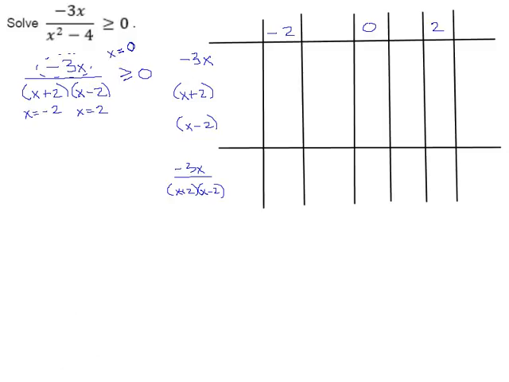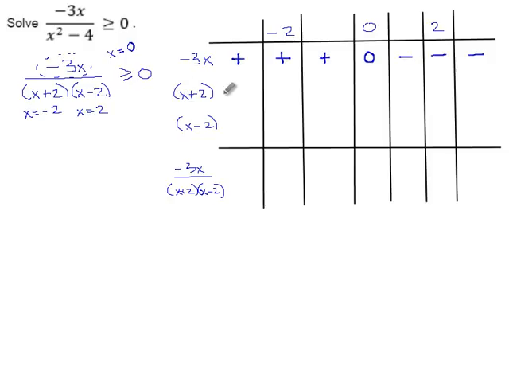Okay, so let's get some signs into this. If x is lower than negative 2, let's say it's negative 3 or something, then negative 3x will be positive. If x is negative 2, we'll get like positive 6. If x is negative 1, we'll get like positive 3. If x is 0, we really do get 0. If x is anything positive, then minus 3x will come out negative.